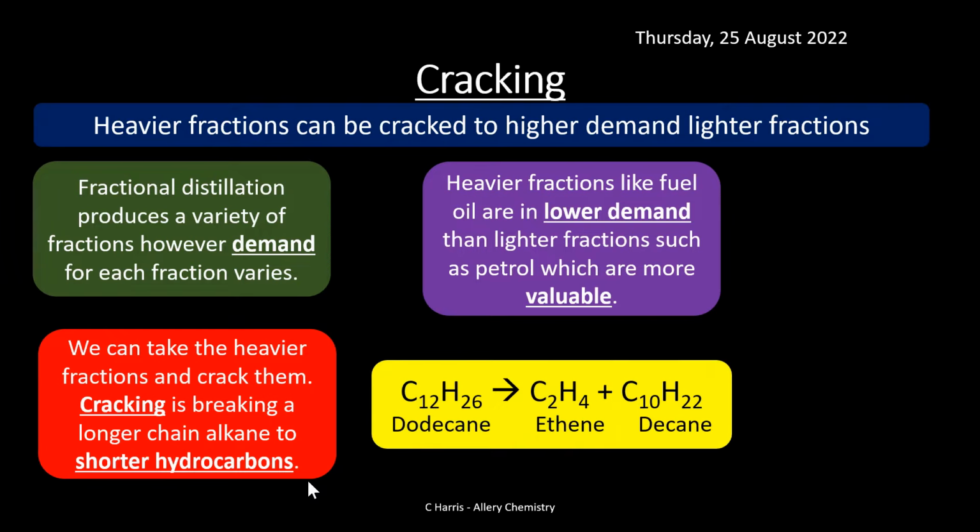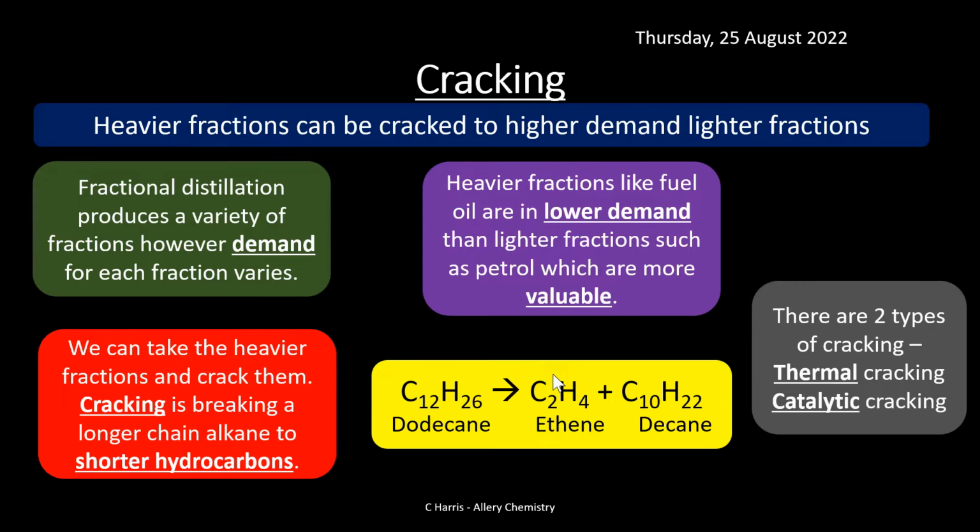So you've got dodecane, which is a hydrocarbon with 12 carbons in there, and we can break that down into two parts. We can form decane, which is C10H22, so that's a shorter chain, and we form an alkene as well, which we'll look at later on. So that's C2H4.